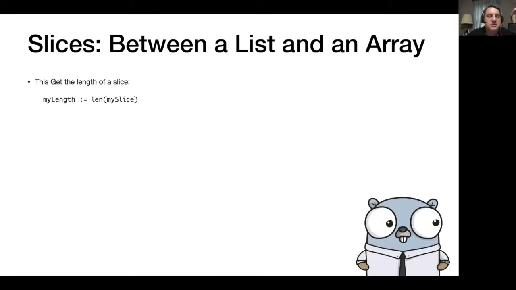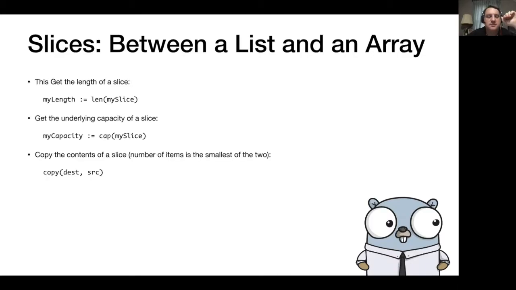So here are some more functions. Len gives you the length of a slice. Cap gives you the capacity of the underlying backing storage. Now this isn't a hard cap. It just tells you how much data is being used by your slice.